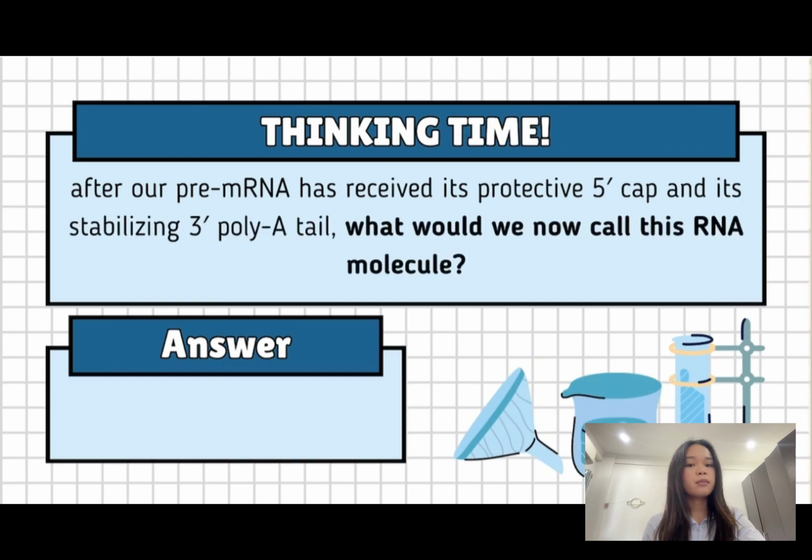Finally, after our pre-mRNA has received its protective 5' cap and its stabilizing 3' poly-A tail, what would we now call this RNA molecule? We'd call it a processed RNA, but crucially, it's still often referred to as a pre-mRNA at this stage, especially before the next major modification. It's closer to being mature, but not quite there yet. In summary, the 5' capping and the 3' polyadenylation help protect the RNA and prepare it for translation. They are important for the mRNA stability and its journey from the nucleus to the ribosome.